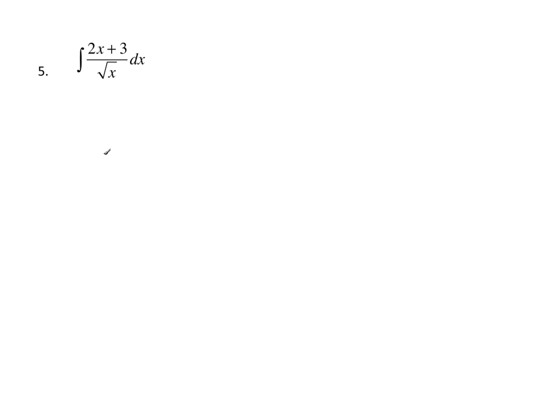And let's take a look at a couple more examples, getting this a little bit more difficult. I want to find the antiderivative of this. Well, to do that, I'm going to rewrite this thing. I'm going to write this as the integral of 2x over the square root of x plus 3 over the square root of x dx. See, I can break that up like that.